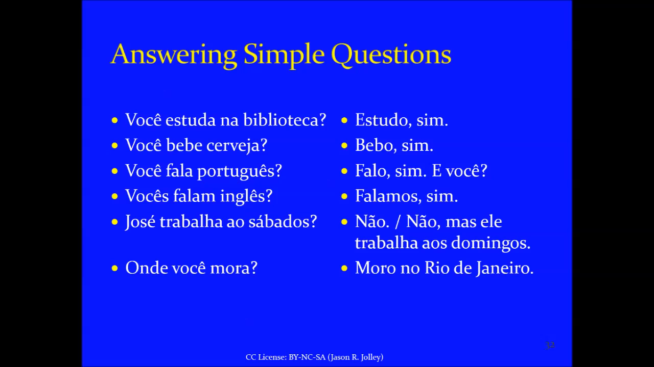To answer these kinds of questions in the affirmative, you usually just repeat the proper form of the verb and add sim for yes. If you want to answer in the negative, you can simply say não for no. Or you can follow up that não with a short explanation. In questions like the last one, which is not a yes or no question, you simply provide the information requested, usually using the same verb in the same tense. So again, we'll look at asking and answering questions in much greater detail in another video lesson in the series, but I thought you might want to see how you would answer these simple questions.